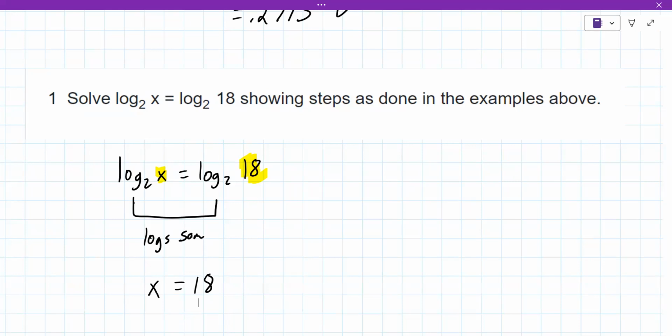Now I'm looking here just to see if they do anything special here. They do not. Okay. Well, that's it for number 1. Number 2 has more work. They're not all this straightforward.